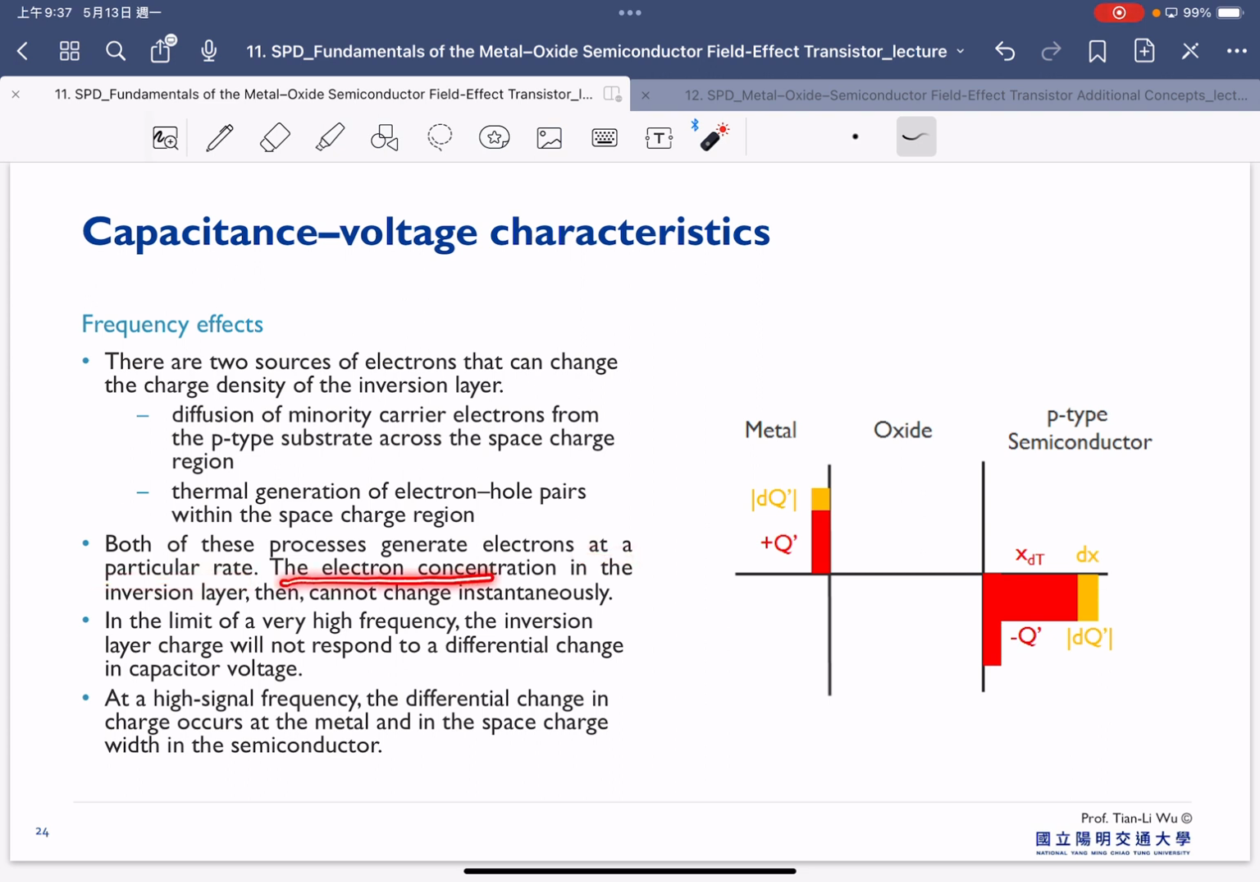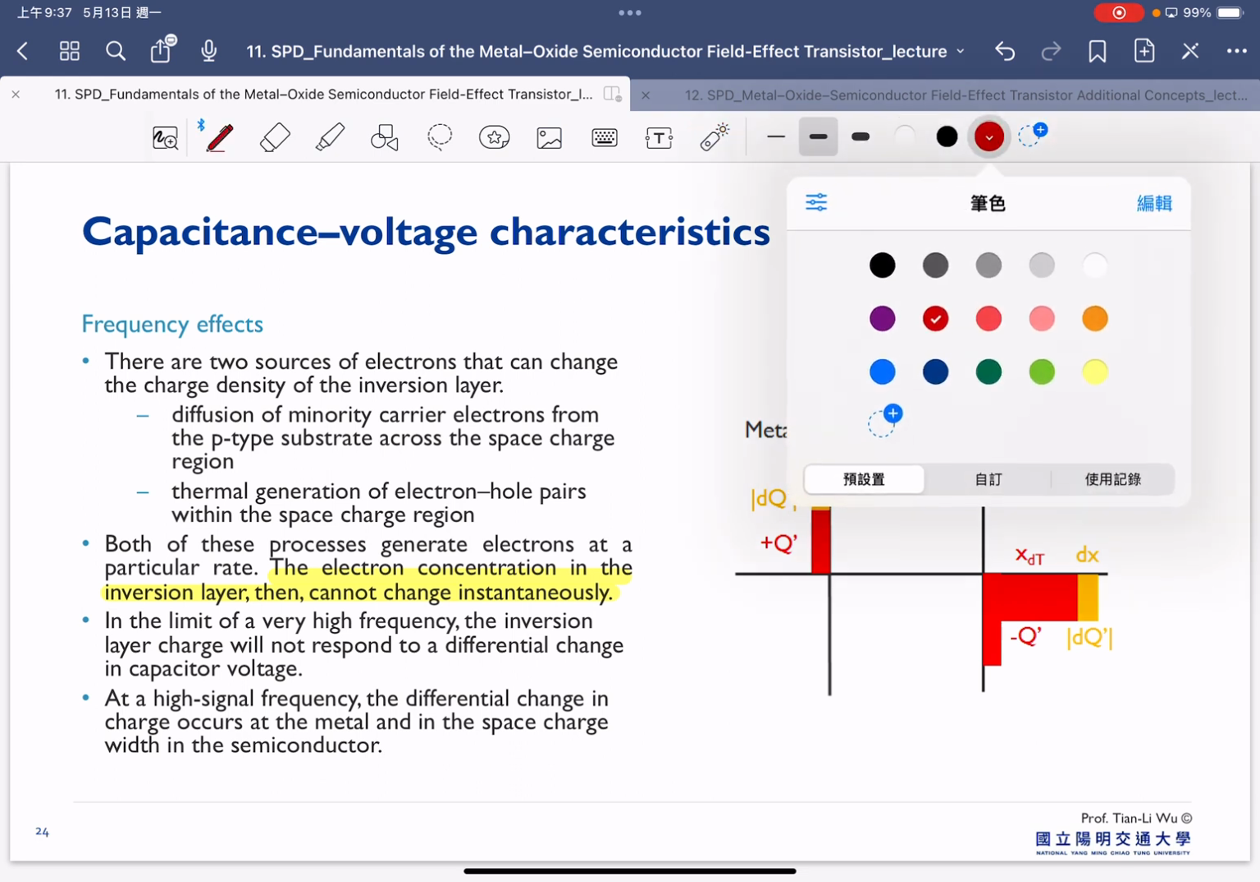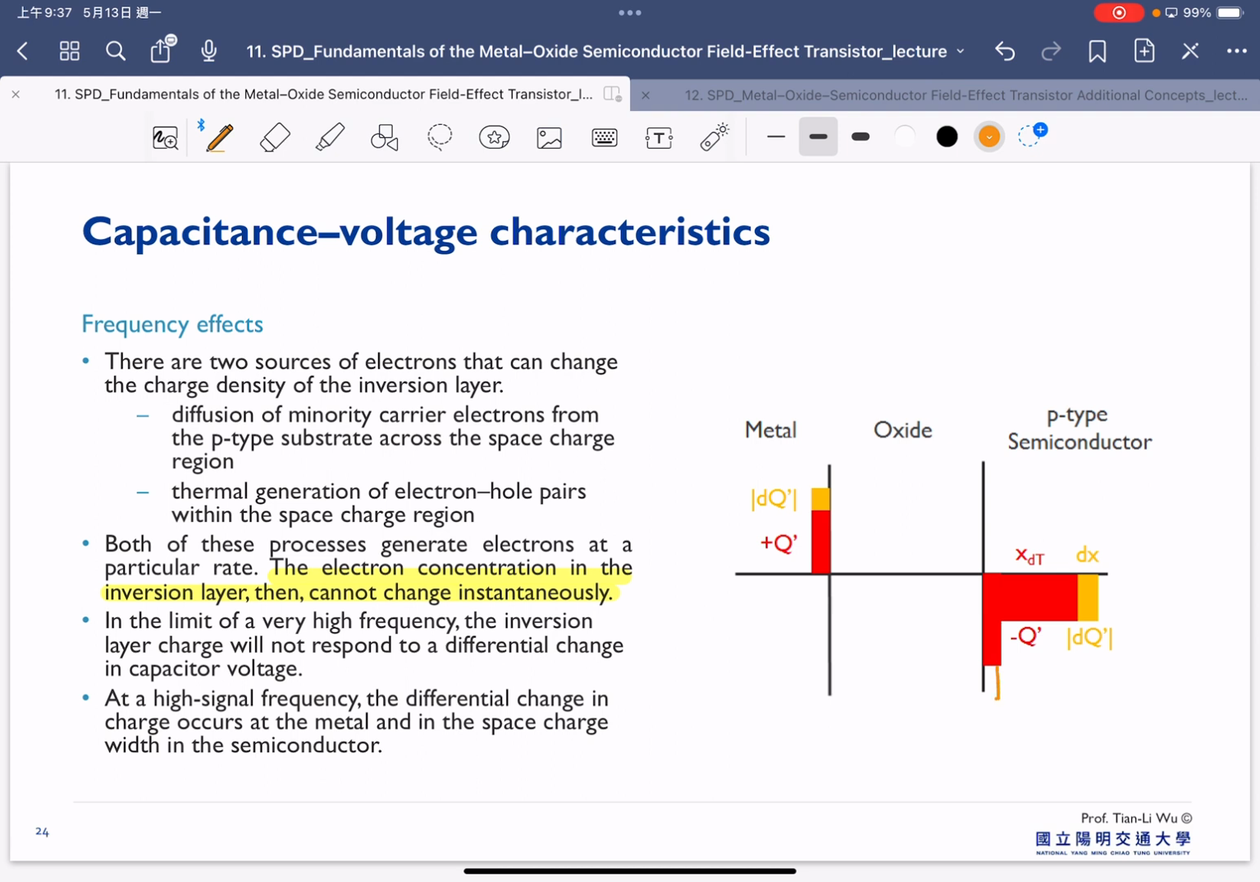The electron concentration in the inversion layer cannot change instantaneously. That means once we apply the gate bias and then an AC signal, the charge here has to respond to this AC signal. Ideally, we should form the inversion charge here, corresponding to the voltage we apply, and this AC signal will give us additional charge. This should reflect the charge in the inversion layer.